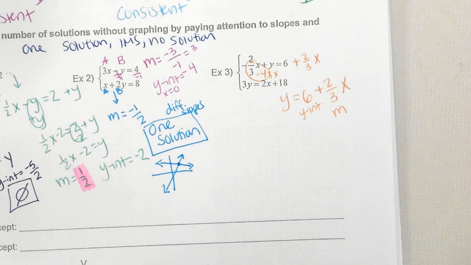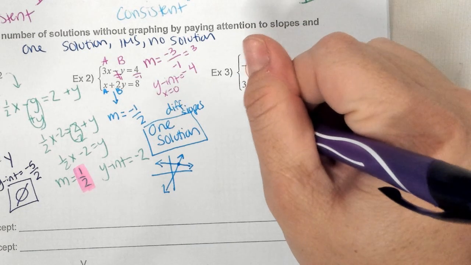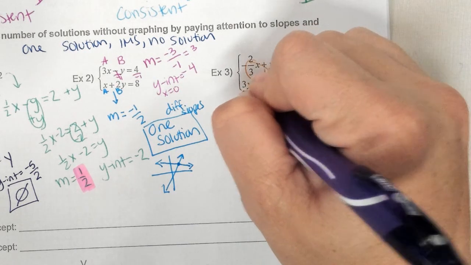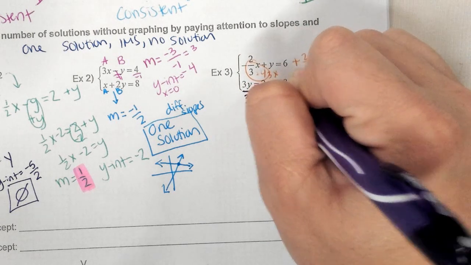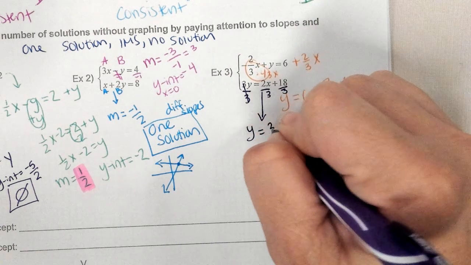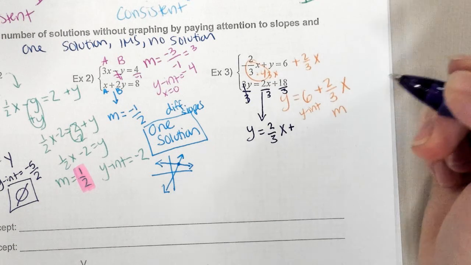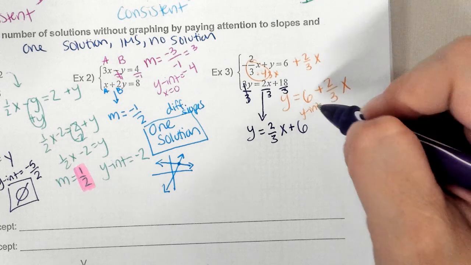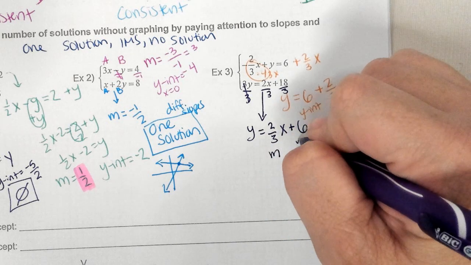So now let's do the other one. This one is not in standard form either. Is y also easy to get alone here? Couldn't I just divide all 3 terms by 3 and then y will be by itself? Yeah, so let's divide. And I get y equals 2/3 x plus, what's 18 divided by 3? 6. So I know my slope is 2/3 and my y-intercept is 6.